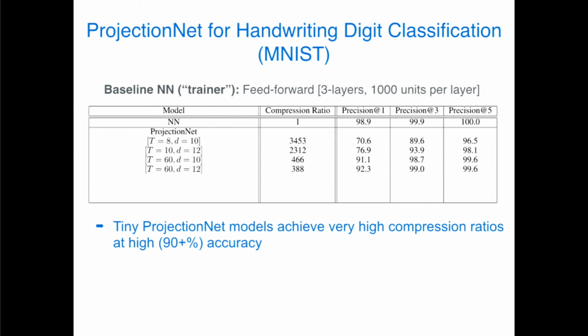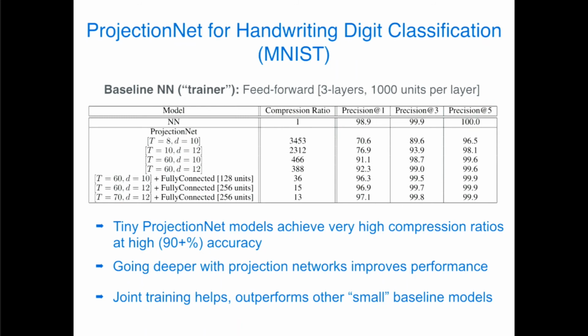On MNIST, this may not be that surprising, but the key idea is that you can shrink the models, or rather, you can train a small model to simulate the performance of the large model at very high accuracies. A couple of things we noticed: if you stack up these projection operations, meaning you go deeper with projections, you can improve the performance. With just 2 layers, you can almost get to the performance of the baseline network, at orders of magnitude lower in size, almost 15 times smaller.